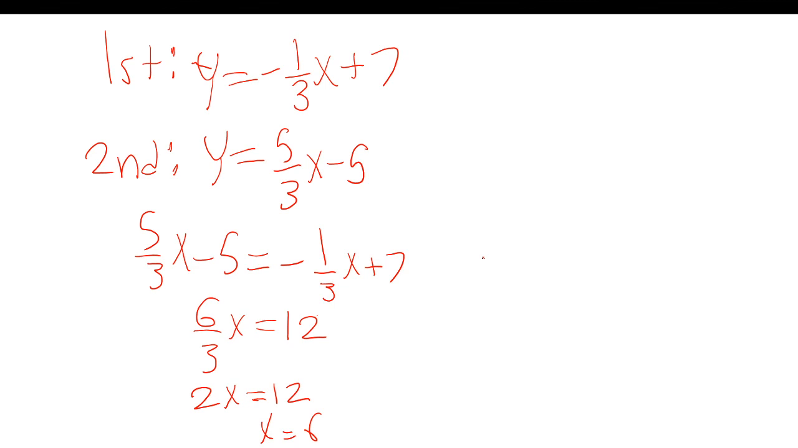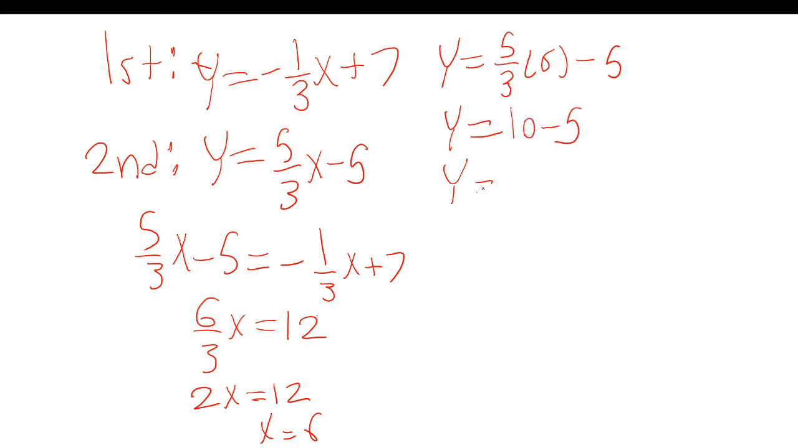I'm going to plug it into the second equation since I don't like dealing with negatives that much. So y equals 5/3 times 6 minus 5. The 3 cancels, leaving a 2. 5 times 2 is 10, minus 5, so y is 5. We have x is 6, y is 5. Our point is (6, 5).